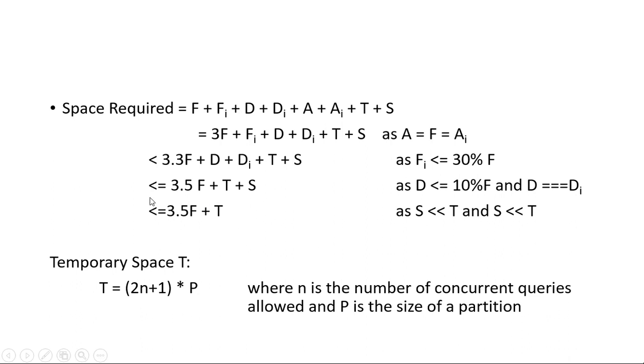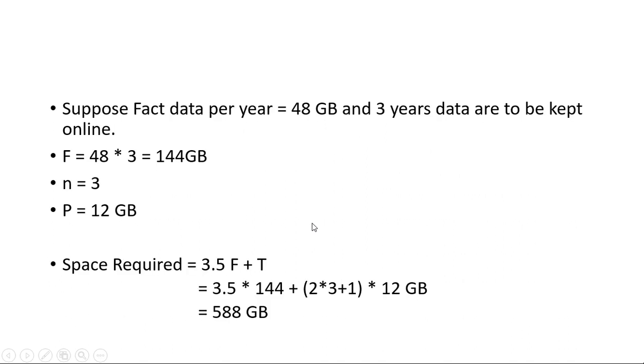So in this way, we get the formula for the disk requirement for a data warehouse, that is 3.5F plus T. So at least we should have this much space to set up the data warehouse. To calculate the value of T, we will use this formula: (2n plus 1) multiplied by P, where n is the number of concurrent queries allowed to execute at the same time and P is the number of partitions.